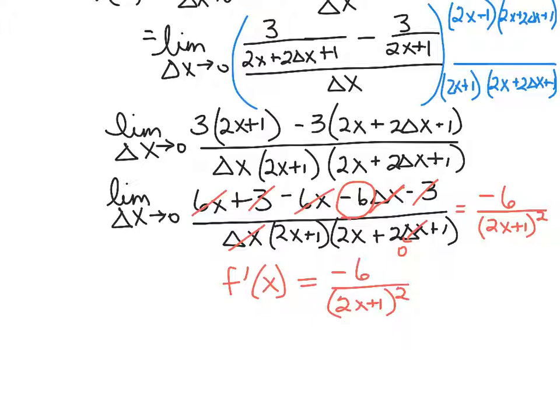So again, this represents a function. It's a function that we can use to find the slope of the tangent line at any given x value. So it's a more general way of writing the slope of the tangent line.